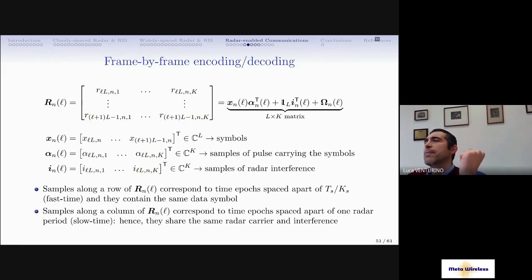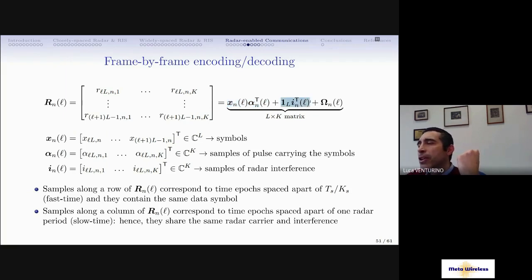Then, the first term is the signal received from the tag. The vector X contains the capital L data symbols, which are sent over a frame by the tag. Since we are looking at a particular subchannel, all these symbols will modulate the same pulse. The vector alpha just contains the samples of the pulse, which is carrying all these data symbols. So overall, this term is a rank one matrix, where the first vector is the vector of data symbols, and the second vector contains the samples of the carrier signal.